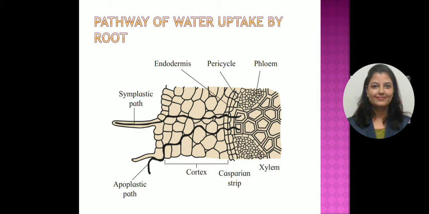In this diagram you can see the symplastic path where water enters the cortex, goes into the endodermis, and then goes to the pericycle where xylem and phloem are present, and then it goes in the upward direction of the plant.